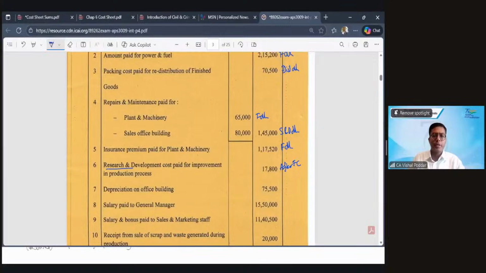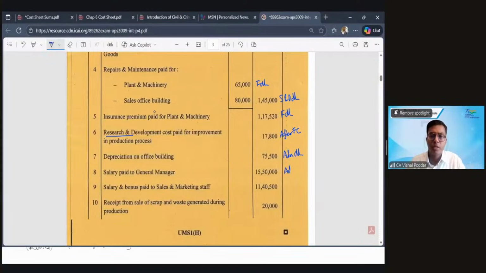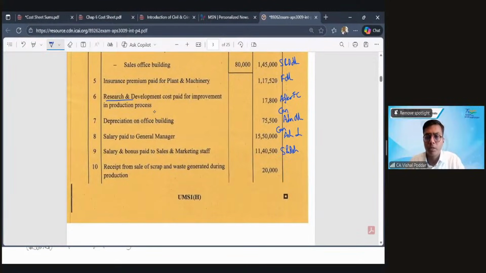To get cost of production. Then depreciation on office building will be administration overheads. Salary paid to general manager is again administration overheads, and these are general administration, not administration related to production. Then sales and marketing staff is selling and distribution overheads. This will be subtracted after factory cost. Correct? Very good.